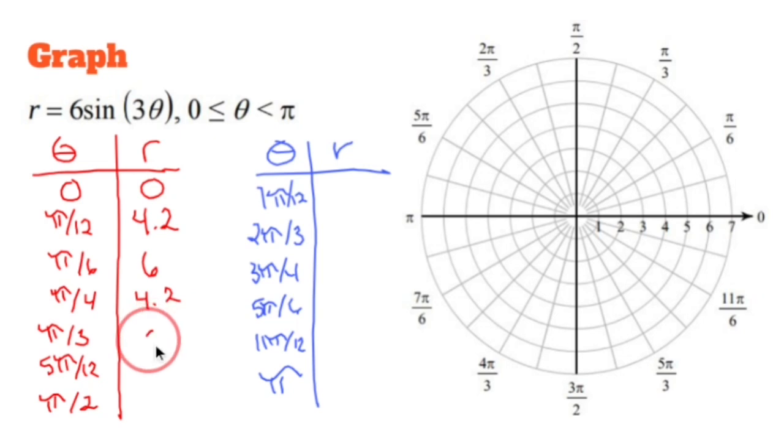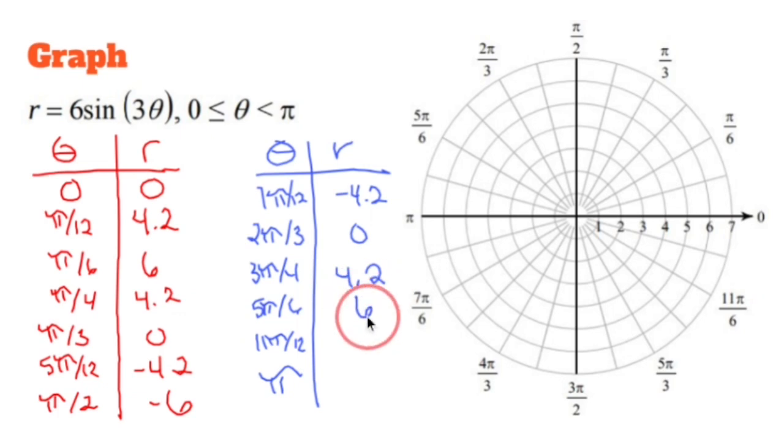This becomes 0. And this becomes, oh, weird, negative 4.2. How strange how all of this repeats. This becomes negative 6. Let me switch my color. This becomes negative 4.2. This becomes 0, this becomes 4.2, this becomes 6, this becomes 4.2, and this, even though you don't really matter, becomes 0.